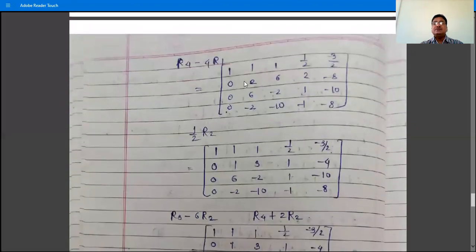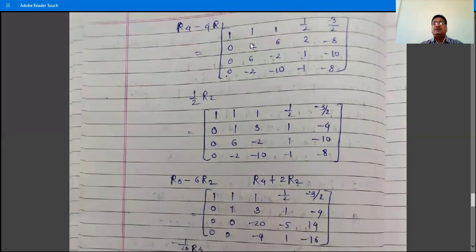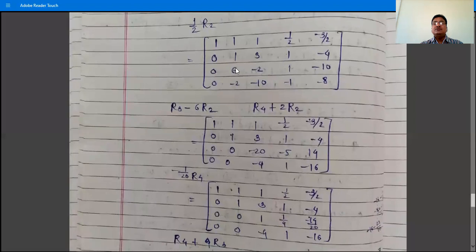Then reduce this element to 1. For that, the transformation is 1 half R2. So multiply the second row by 1 half. So we have this 1. Then there is 3, 1 and here minus 4. Then reduce this 6 and minus 2 to 0 at a time.